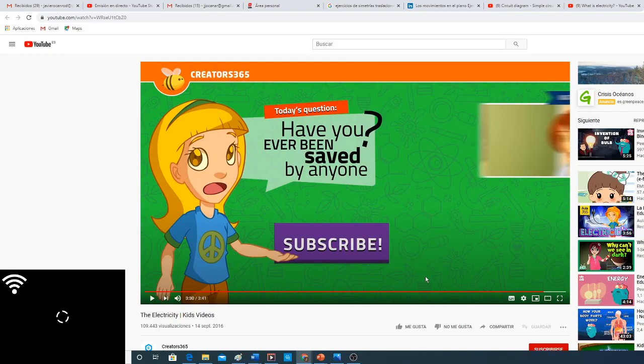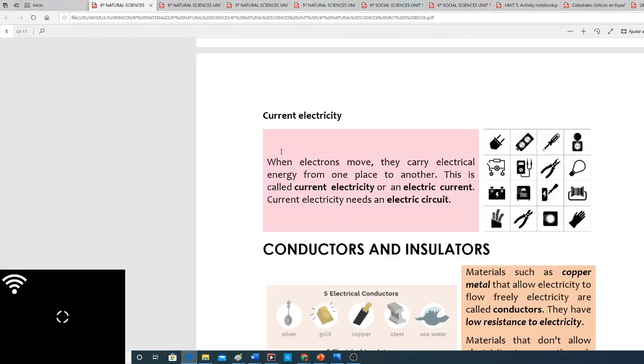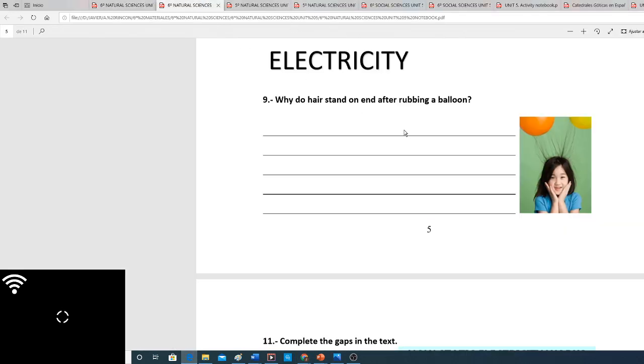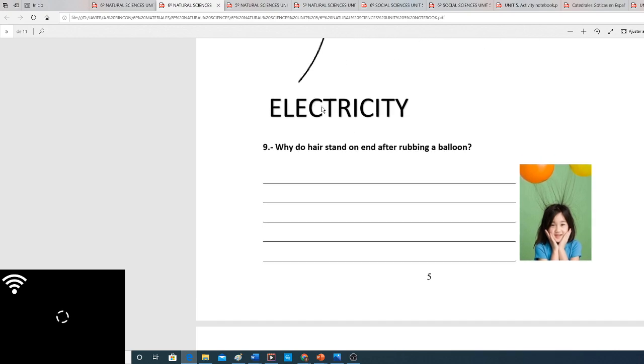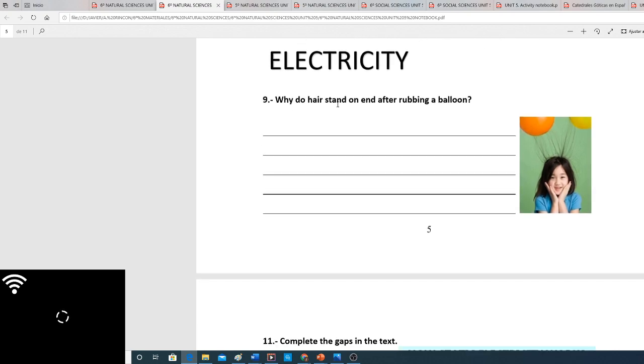And now please, let's go back to, in this case, our exercise part. And you had an exercise about electricity. In this case, about static electricity. We want to watch another clip about static electricity. But this girl, can you see, has her hair standing on end.